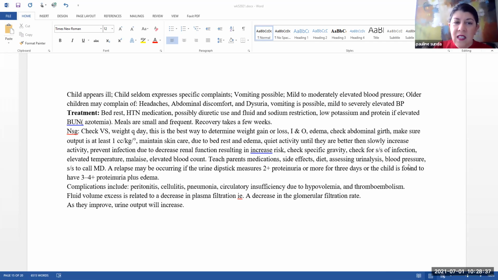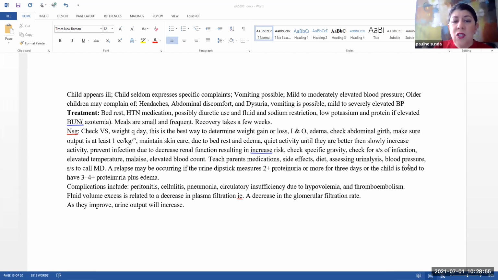Nursing: vital signs, again, monitoring the weight daily. This is the best way to determine weight gain or loss. Intake and output, edema, checking the abdominal girth. Make sure the output is at least 1 milliliter per kilogram an hour.